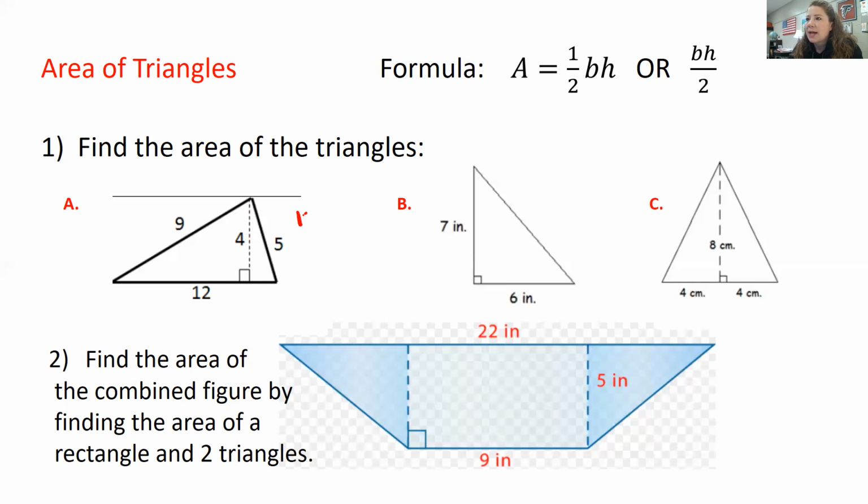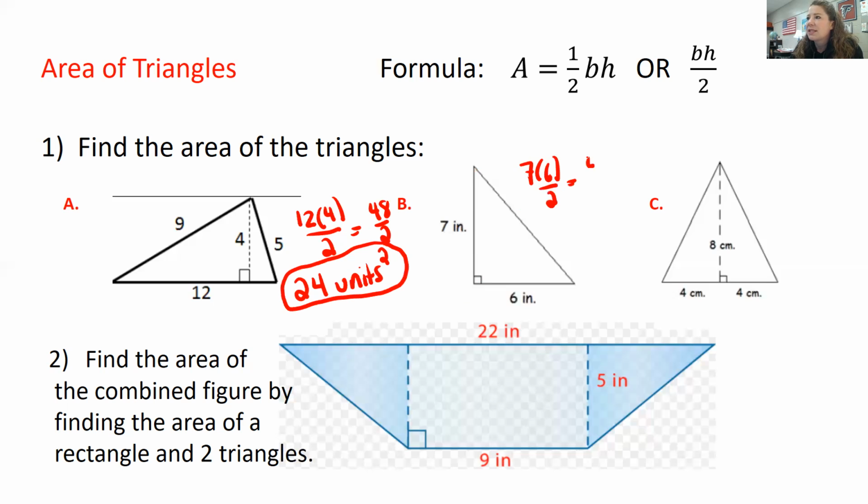So we're going to multiply 12 times 4 and divide by 2. 12 times 4 is 48, and half of 48 is 24. And 4 units times 12 units divided by 2 is 24 units squared. That's why area is always given as a squared unit. All right, here, this is already a 90-degree angle because it's a right triangle. So we're simply going to multiply 7 times 6 and divide by 2. 7 times 6 is 42, and half of 42 is 21 inches squared.